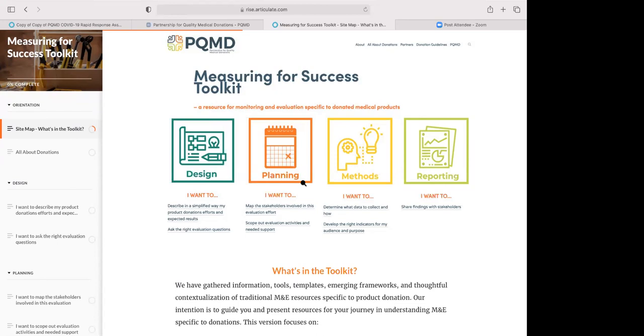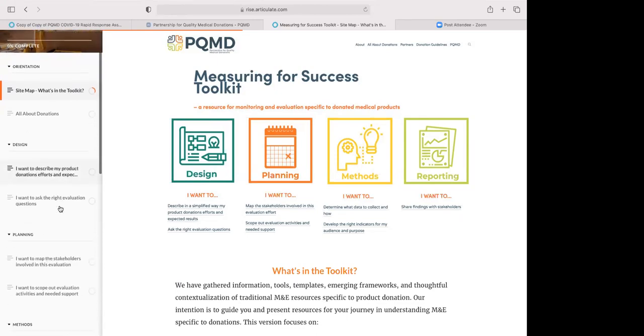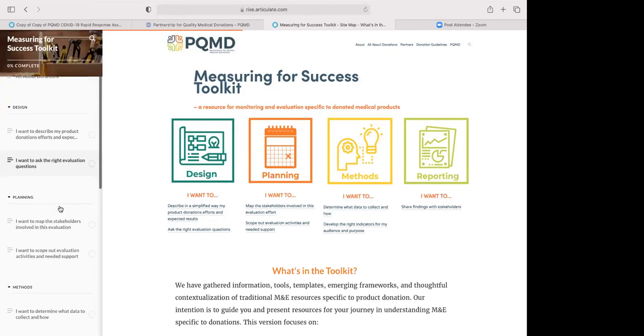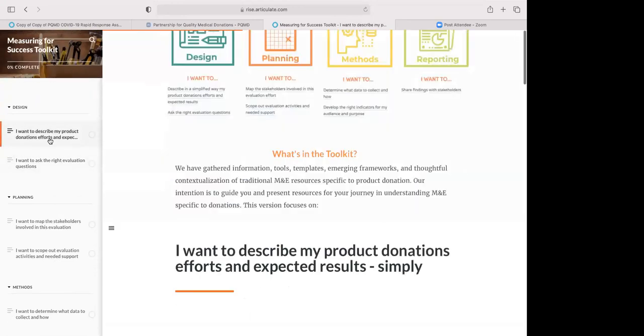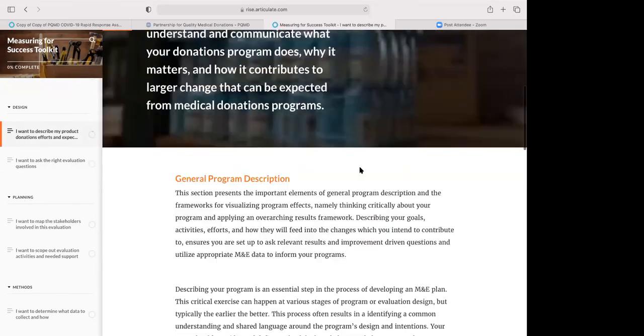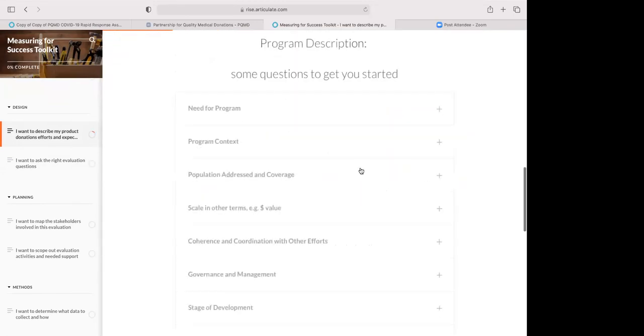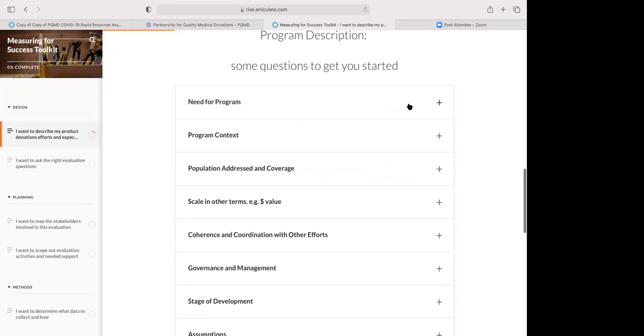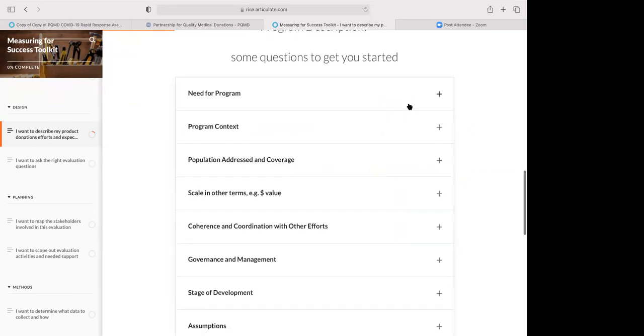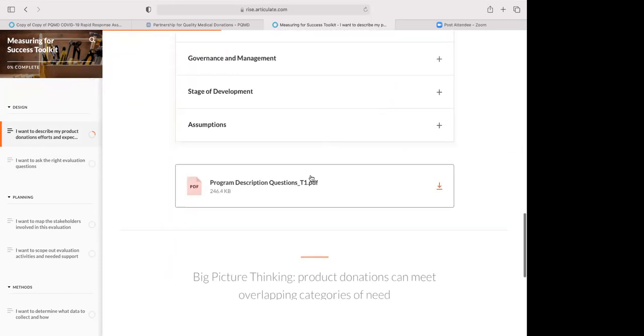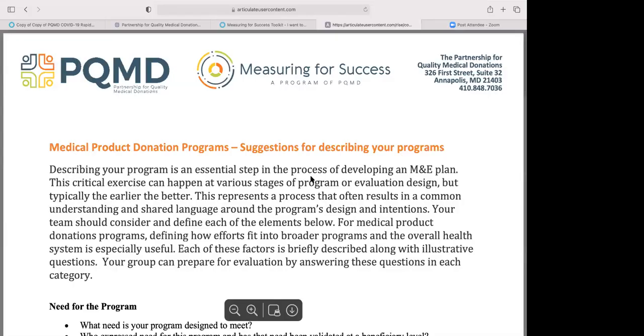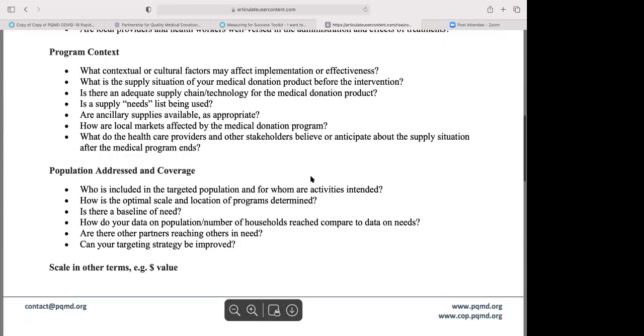We also have, in each one of those sections you'll see here, lots of different information included. You'll have general descriptions. These are some PQMD generated tools, which you should be able to click on and also share with colleagues.